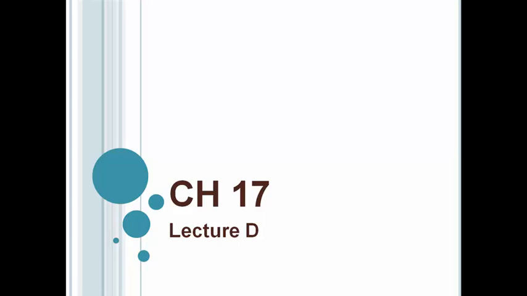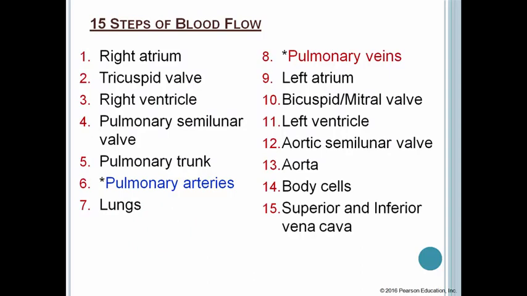In Lecture D, we get into one of the more important concepts of Chapter 17, which is blood flow, and also a very important concept with how cardiac muscle functions when we talk about the electrophysiology of that muscle tissue. So to begin, if we look at 15 steps of blood flow, we talk about later on a cardiac cycle. So we know cycles exist with different starting points, but you always come back to that individual starting point.